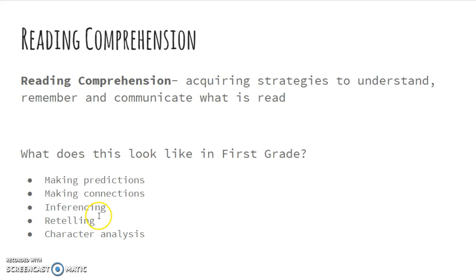Retelling. Let's go back to the story and let's retell exactly what happened. That is a huge indicator to see if they can really understand what they're reading, is if they can retell the story to you in their own words. And then the last thing is character analysis. How do you think that character felt when this happened? Why do you think they felt that way? Have you ever felt that way? It's asking those deeper comprehension questions to get your child thinking, and so that way you can tell that they really understand what they're reading.